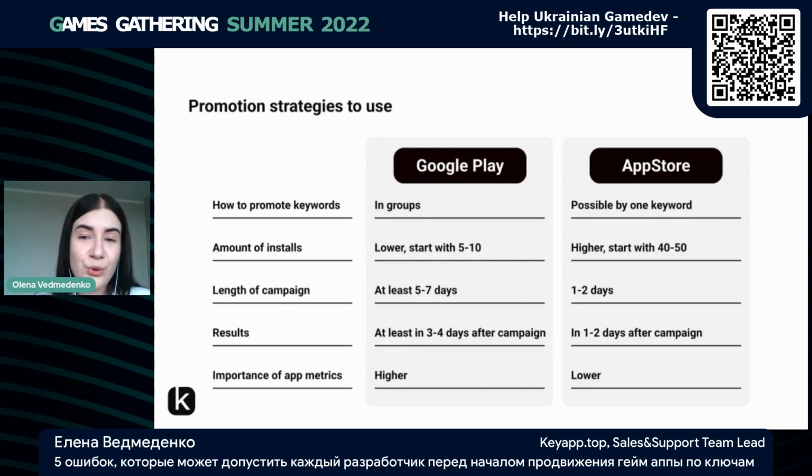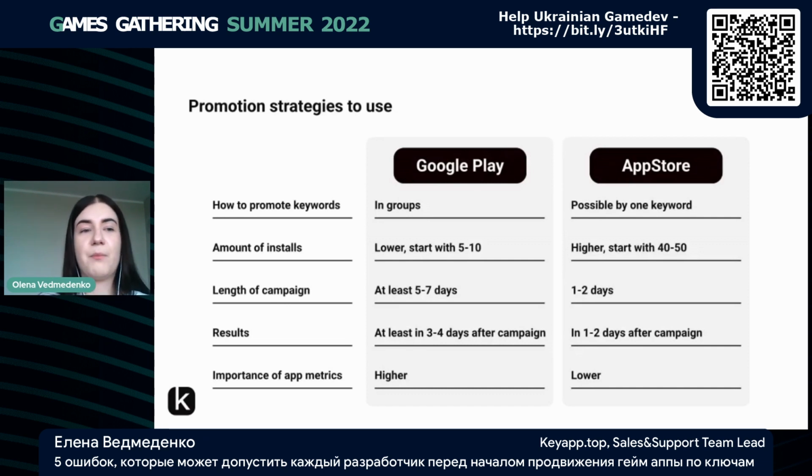While for the App Store, the number of installs the app gets for the keyword is much more important than some in-app activity, for example. In such a way, the App Store algorithm works so that the more installs the app gets for the search request, the higher position in the list of apps it will have on the store.